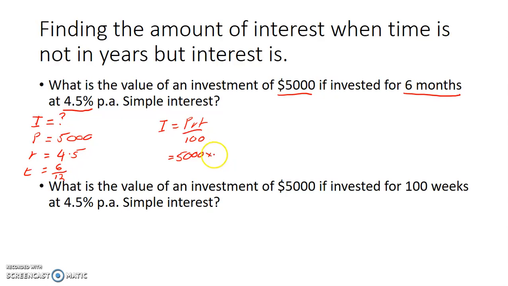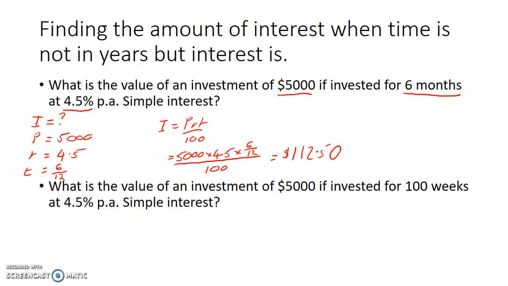So the formula, I equals PRT over 100: 5,000 times 4.5 times 6 over 12, and that is all over 100. Put that into your calculator as it looks, and you will end up with the answer of 112.5. So we've made $112.50. Financial maths, always go to 2 decimal places.